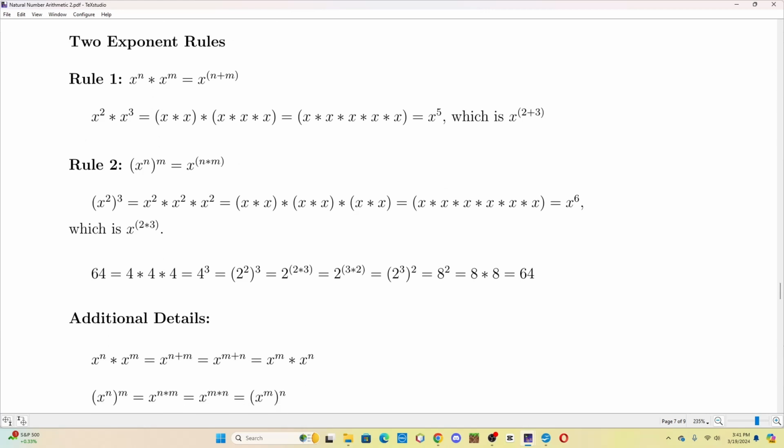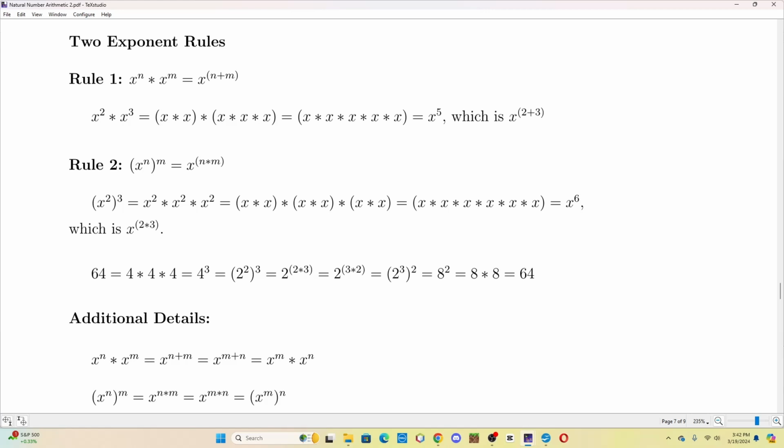Two important exponent rules. Rules 1 and 2 are easier to read than to say and pronounce. Here goes anyways. Rule 1 is that x to a power times x to another power, or the same power for that matter, equals x to the sum of these powers. Rule 2 is that x to a power, all raised to another power, equals x to the product of those powers.